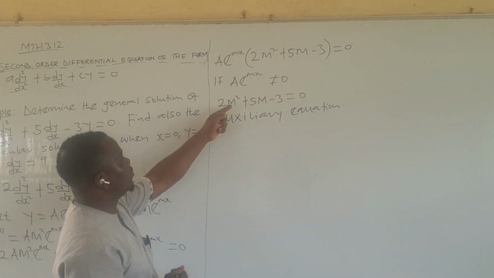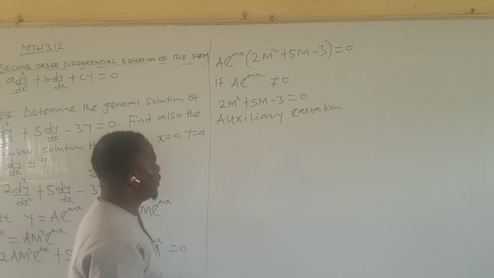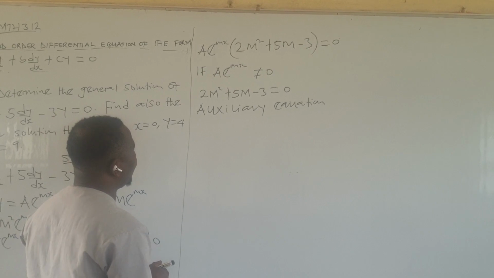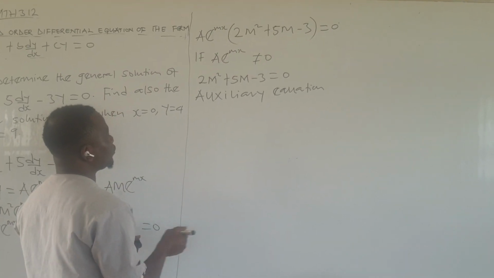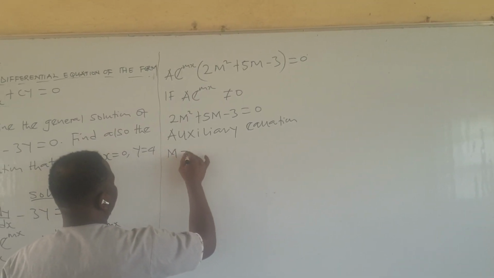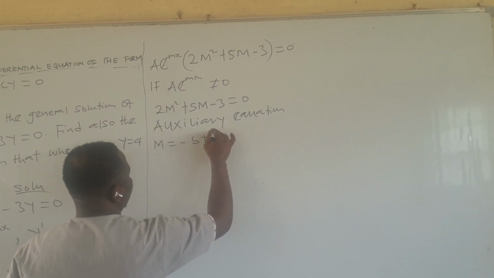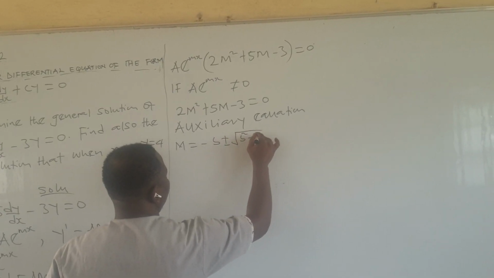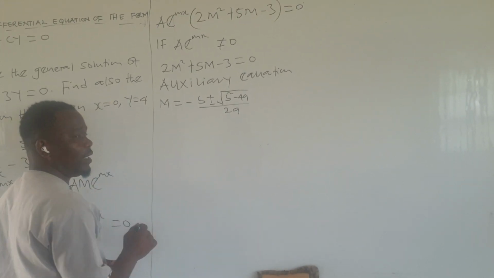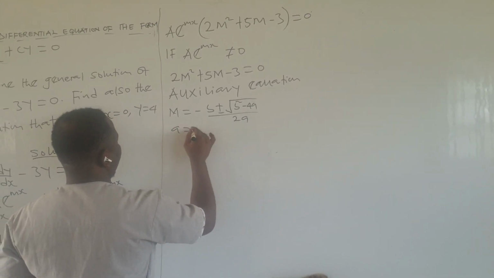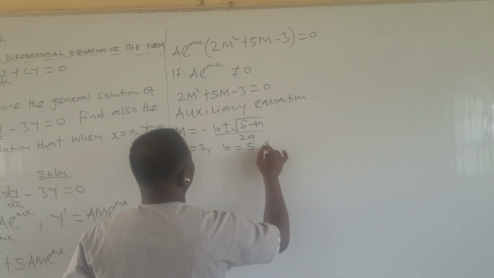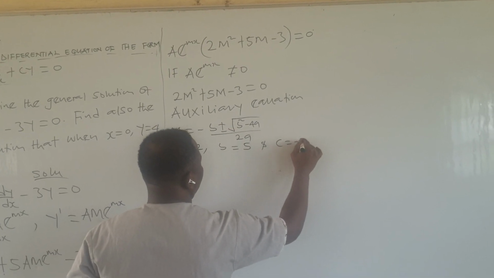You know how to solve a quadratic equation by using either the formula method or the factorization method. Let's use the formula method, where m is equal to minus b plus or minus the square root of b squared minus 4ac all over 2a. You know that a is equal to 2, b is equal to 5, and c is equal to minus 3.